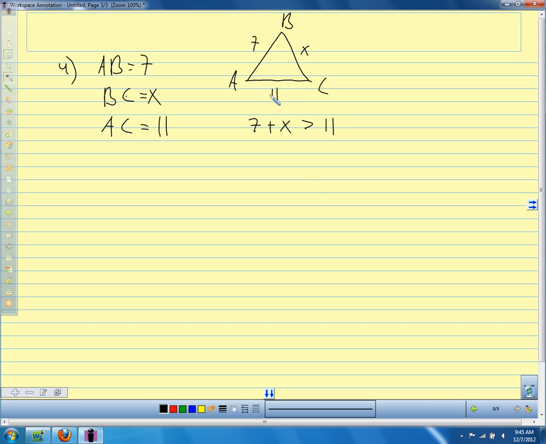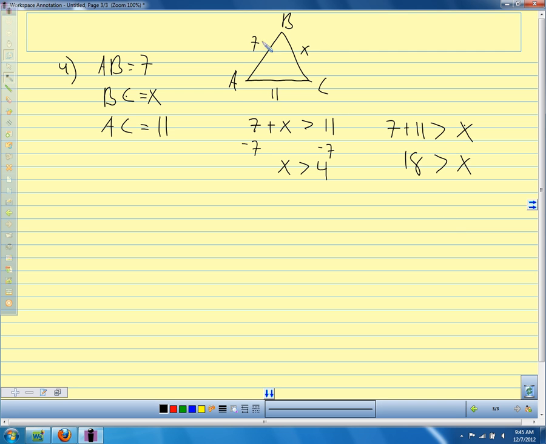Those two sides have to add up to be bigger than that side. And I'm just going to solve this inequality for x. So I subtract 7, and I get x is greater than 4. So when I use these two sides, that tells me that x has to be greater than 4. Now I'll use these two sides. 7 plus 11 has to be greater than x. 7 plus 11 is 18. 18 is greater than x.